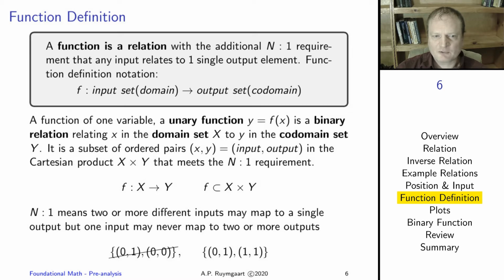In the second example, we have two ordered pairs. We have 0 relating to 1, and we have 1 relating to 1. So now we have the opposite case, where we have two input elements mapping to a single output. So this is 2 to 1, or n to 1, but it can be a function. That is allowed in a function.